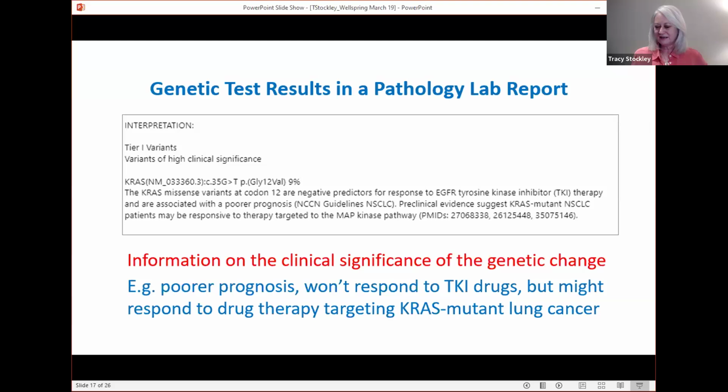But there is some early evidence, if you read through that paragraph, that lung cancer patients with KRAS mutations might respond to other types of therapy. So this paragraph can also be very helpful if you have a look at it, just to talk with your doctor about what decisions are being made based on this particular information.